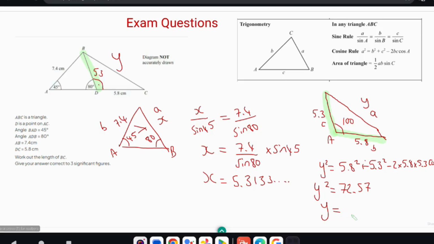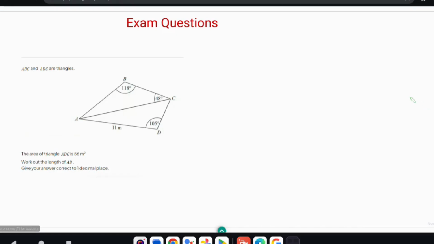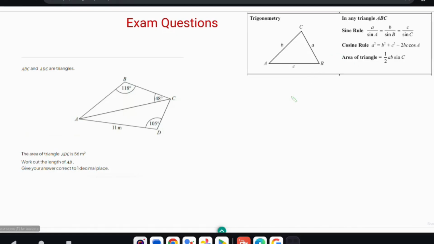Square root both sides. To three significant figures, 8.52. Okay, two more questions to look at.